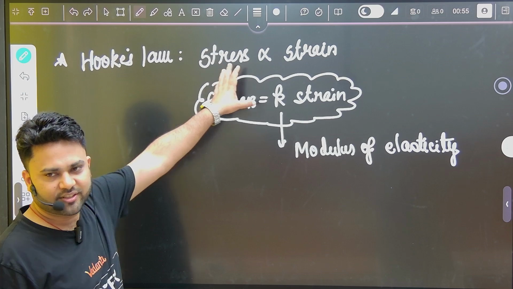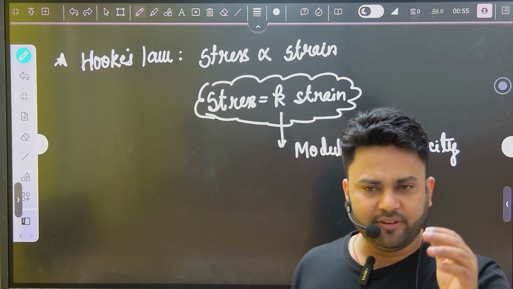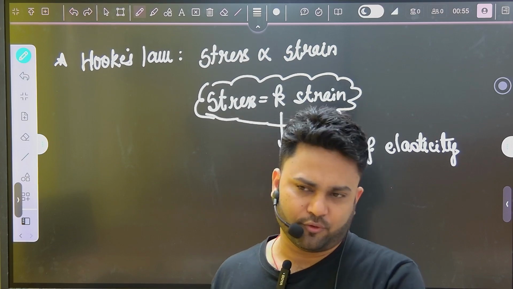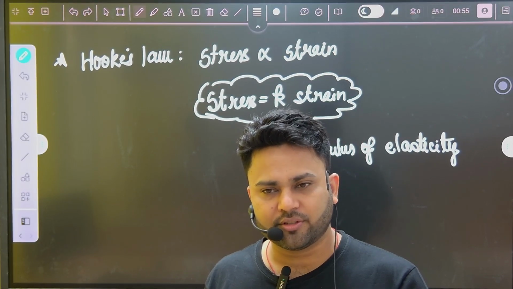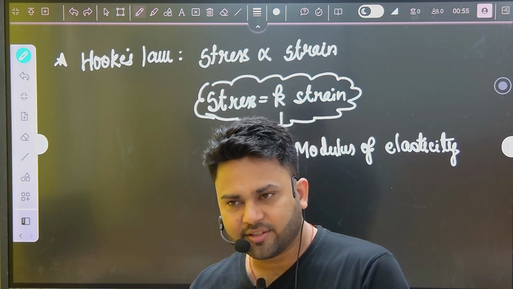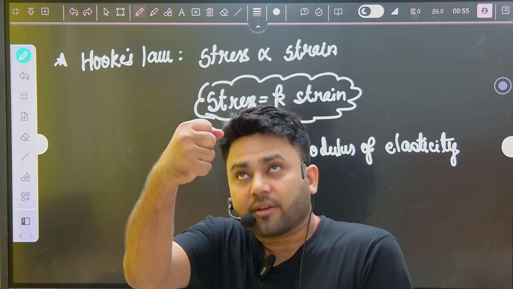Means if you increase the stress, strain will automatically increase. And you can feel how you can increase the stress. What is stress? Force by area. How can you increase the stress? By increasing force. If you increase the force, the change in length will also be more, correct? You are applying more force.